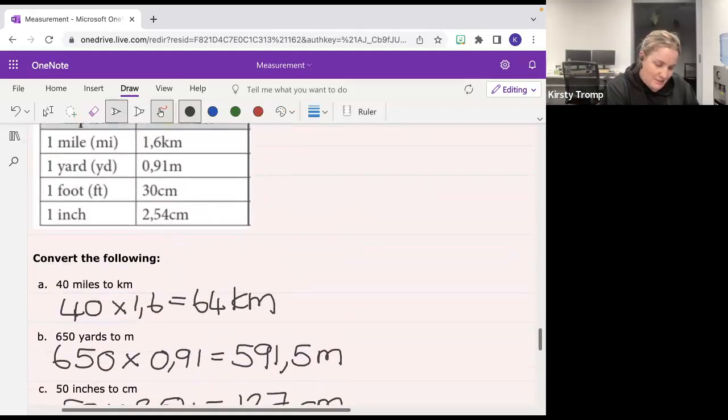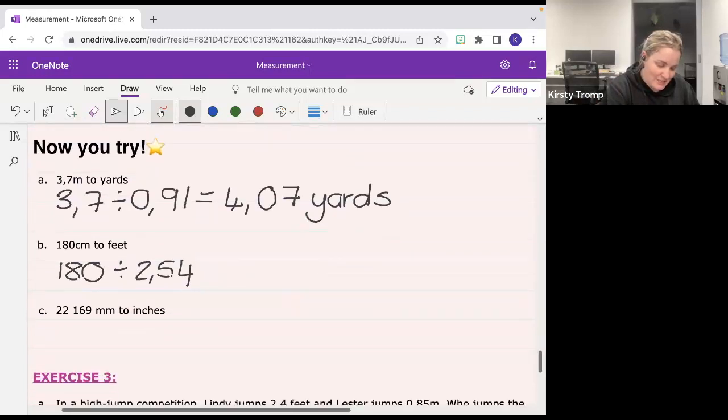Oh, hold on a sec. I'm lying to you. There's 30 centimeters in a foot. So let's fix that quickly. So divided by 30, and that will give me 6 feet.